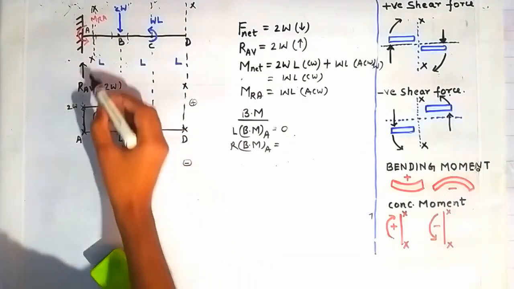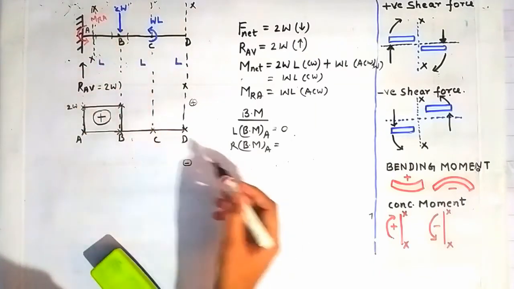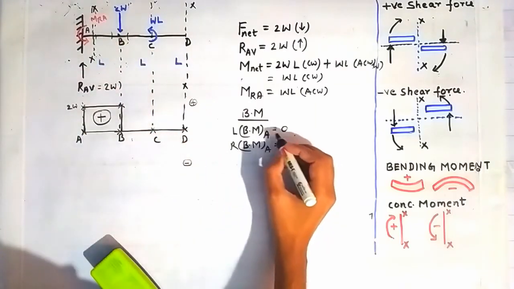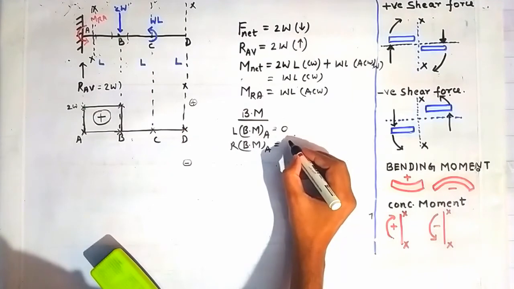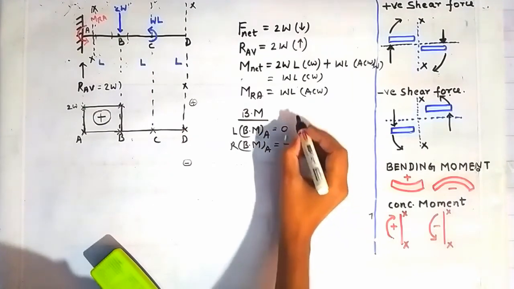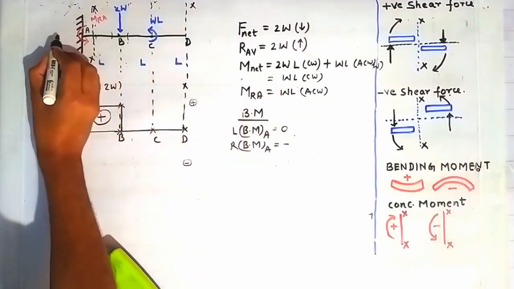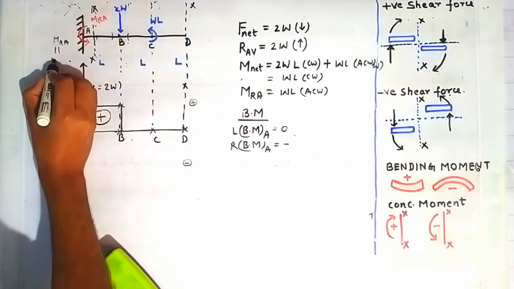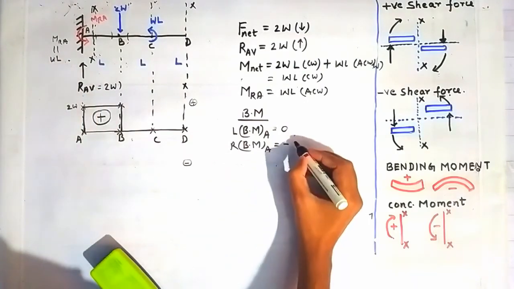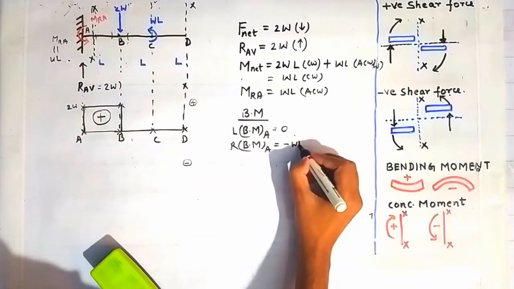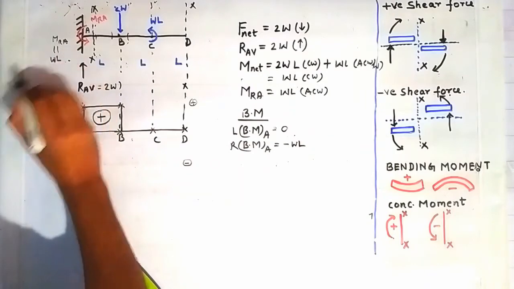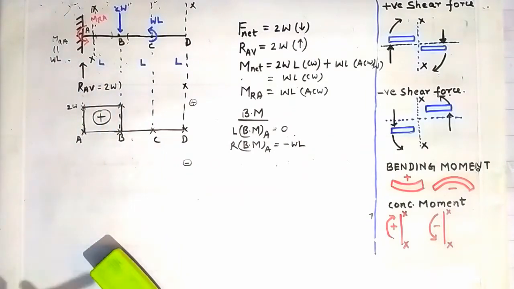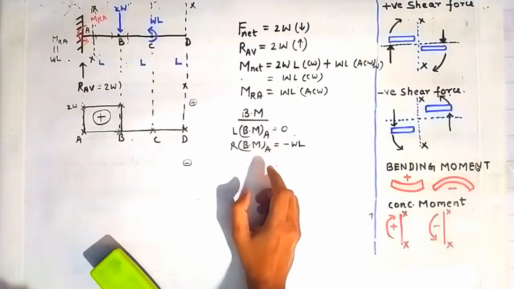So the bending moment at this section XX will be equal to how much? It will give us minus the magnitude of this moment, which I am writing here. This is actually M RA, and it is equal to how much? WL. So it will give us minus WL. Why is it minus WL? The negative sign is coming from the sign convention.